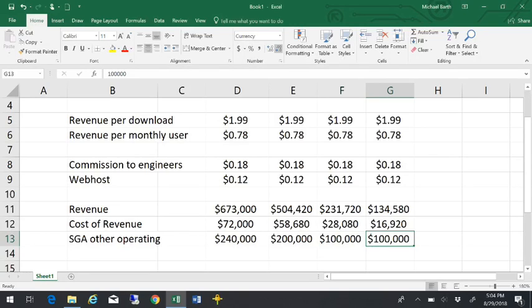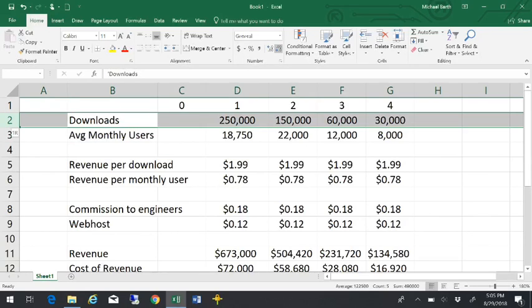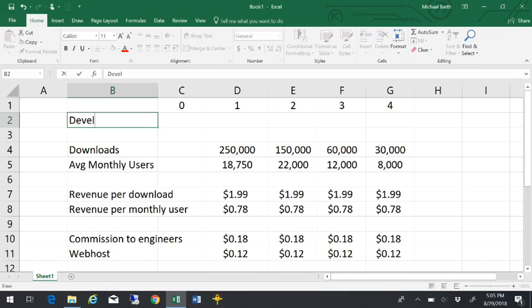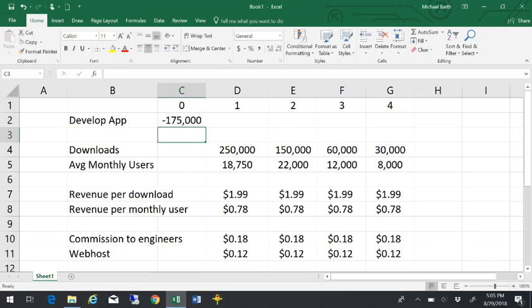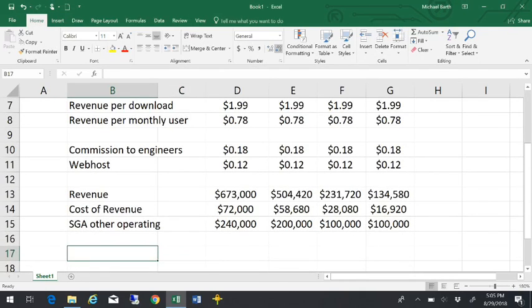I'm going to come back to that, but when we're doing the revenue side, I add a row up in here. This is develop the app. That's going to cost $175,000 right off the bat. All right, but I can't claim that expense yet. I get to claim the expense over a 3-year period. So this is the depreciation or the amortization of the app itself.